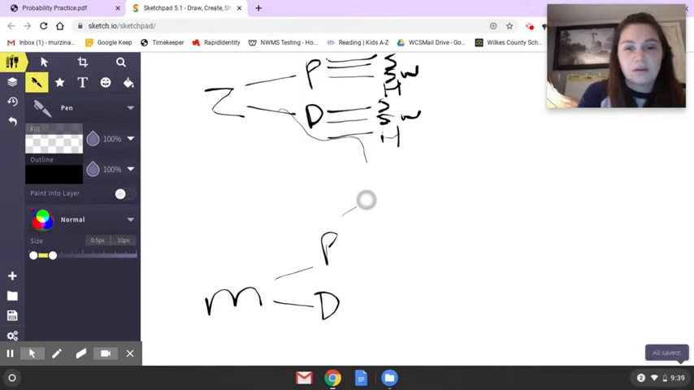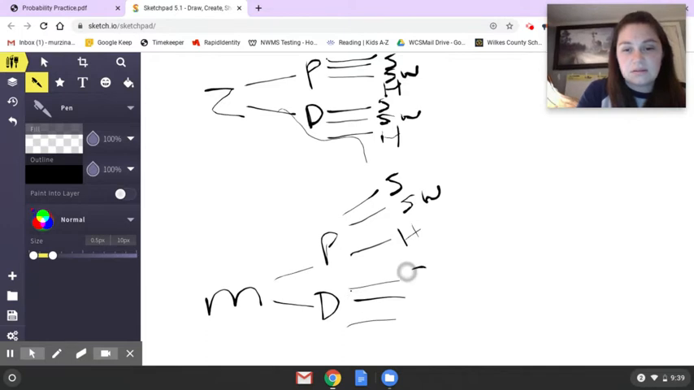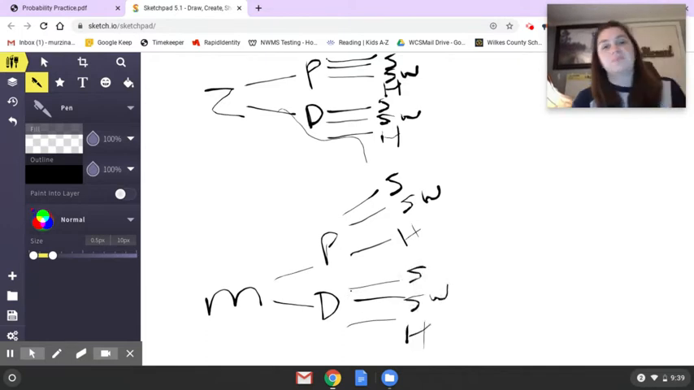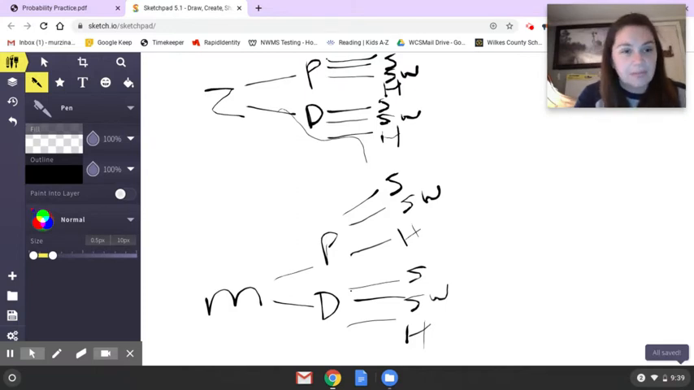Okay, I'll draw it up here like this. Sailing, swimming, horseback riding, and sailing, swimming, and horseback riding. There we go. That's a little bit better. But this is what our tree diagram would look something kind of like.